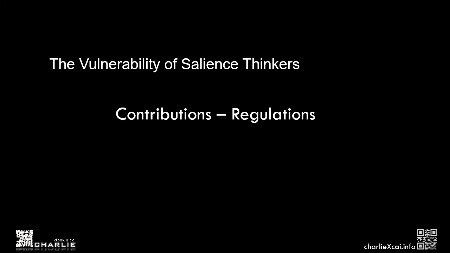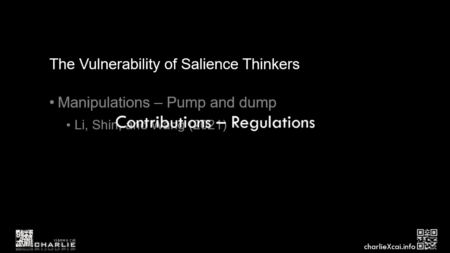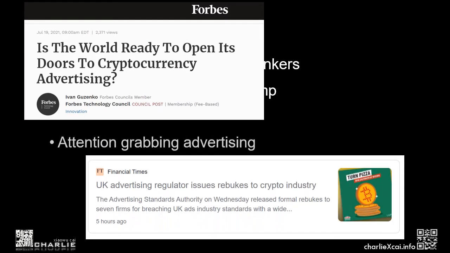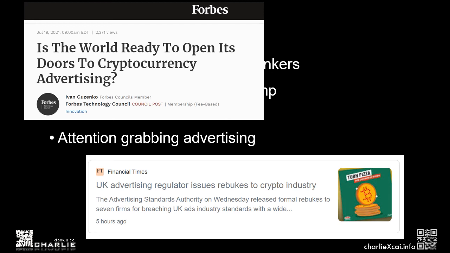Finally, we also contribute to regulatory considerations. Retail investors are especially vulnerable, as sophisticated investors can take advantage of their predictable biased behavior towards salient payoffs. There has been plenty of evidence, including examples of crypto scams and manipulations such as pump and dump documented by Lin, Xin, and Wang. Also, there are attention-grabbing and potentially misleading advertisements on social media and mainstream media. The theory of salience thinkers provides a clear framework for understanding the design of these misconducts, especially alongside regulatory requirements to curb scams, manipulations and false advertisements.